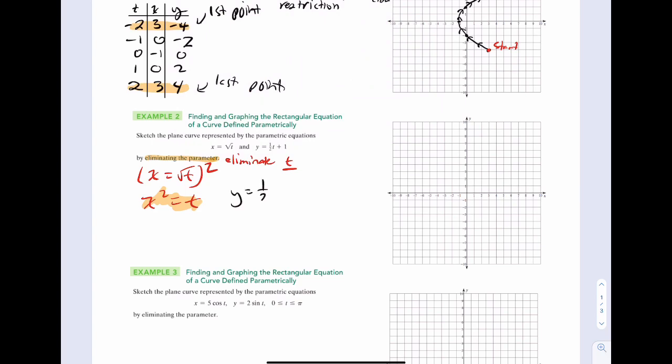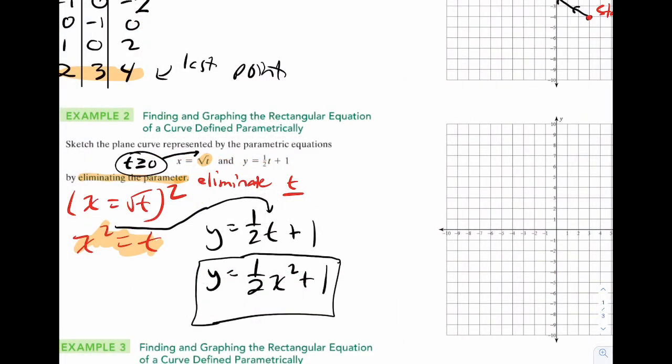Highlight that. You want to solve for t because now look at our equation: y equals 1/2 t plus 1. Plug this thing in for t. y equals 1/2 x squared plus 1. That would be like the rectangular representation of these parameters, and that's what we're going to graph. Now let's graph this parabola.